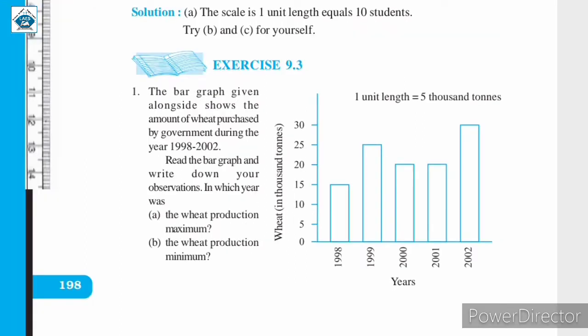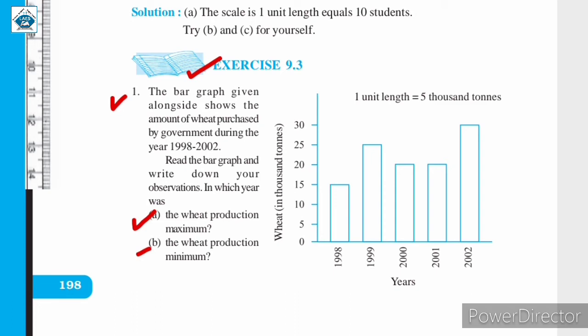Now let us begin exercise 9.3 question number 1. The bar graph given alongside shows the amount of wheat purchased by government during the year 1998 to 2002. Read the bar graph and write down your observations. In which year was A, the wheat production maximum, B, the wheat production minimum?